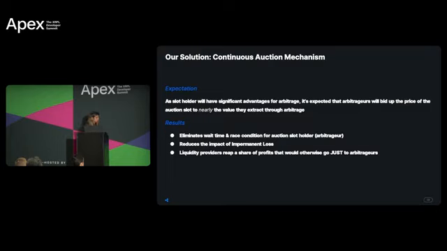So the expectation is that as the slot holder will have significant advantages for arbitrage, they will bid up the price of the auction slot to nearly the value that they expect to extract through this arbitrage. And as a result, we eliminate wait time and race condition for the auction slot holder, because now the arbitrageurs don't have to wait. Second, it reduces the impact of impermanent loss because there is no wait window. And additionally, liquidity providers reap a share of profits that would otherwise go to the arbitrageurs.